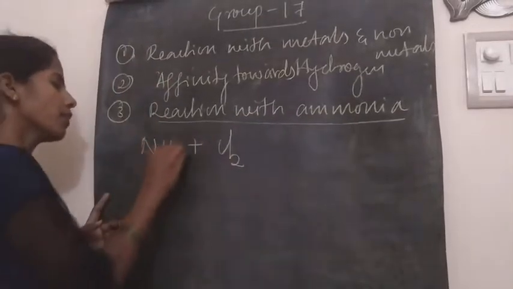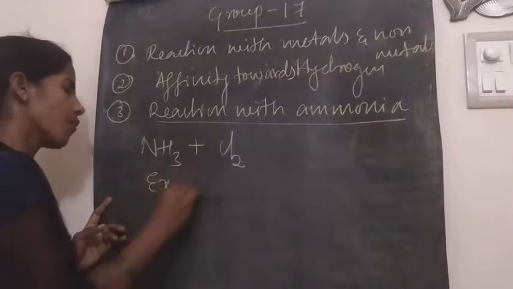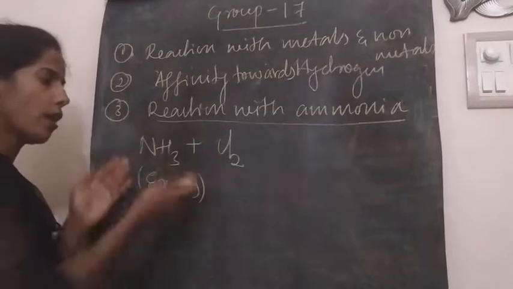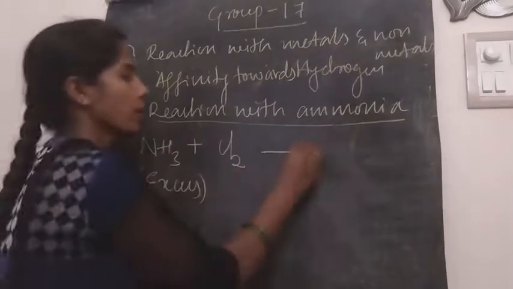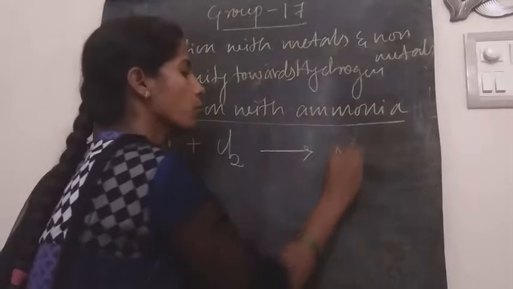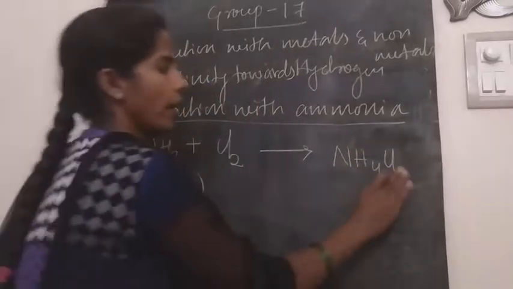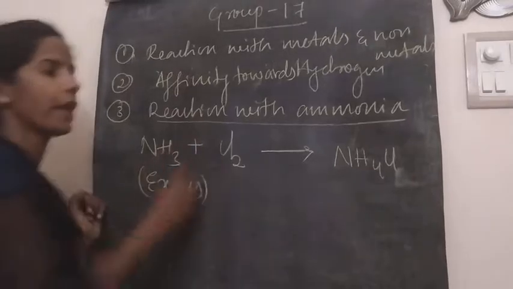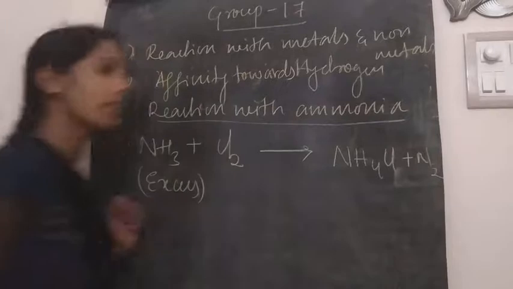Very important reaction. When chlorine reacts with excess of ammonia, when ammonia is in excess as compared to chlorine, we get ammonium chloride, that is NH4Cl. They form ammonium chloride, and nitrogen gas N2 is liberated.